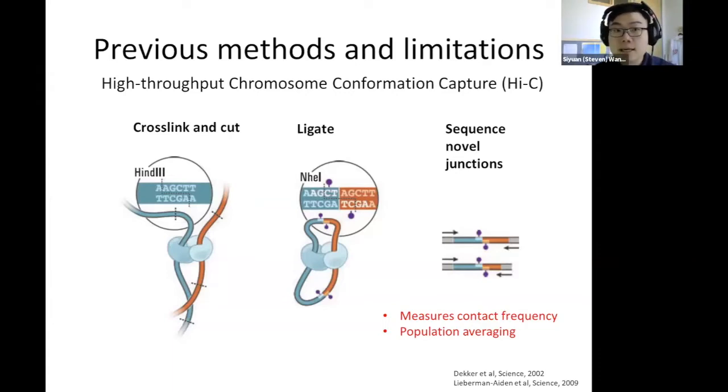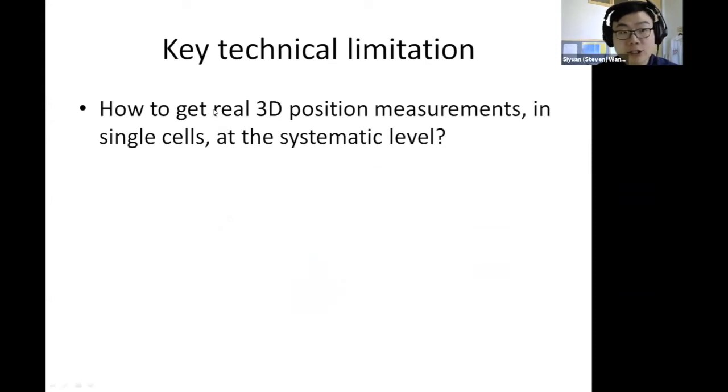So we see a key technical challenge here: how do we get real 3D position measurements in single cells at the systematic level? FISH gives us 3D positions in single cells, but it's not really systematic. Hi-C doesn't really give real 3D positions. It's rather contact frequency. It is systematic, and it usually requires population averaging. So how do we get all three of these benefits?